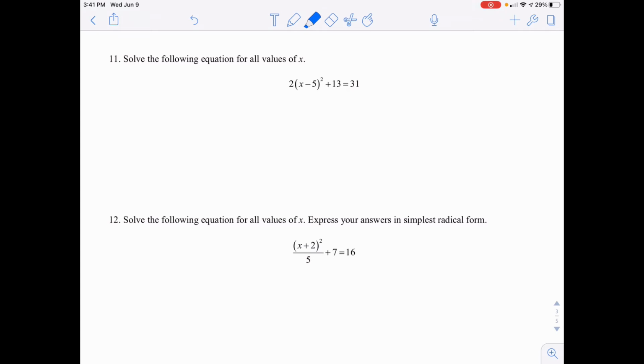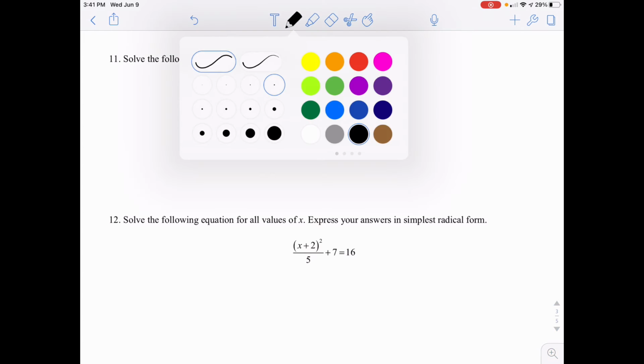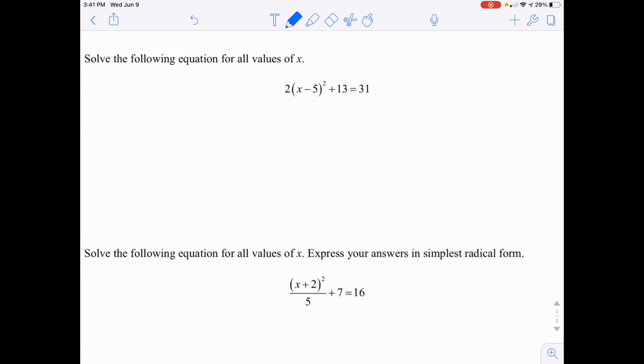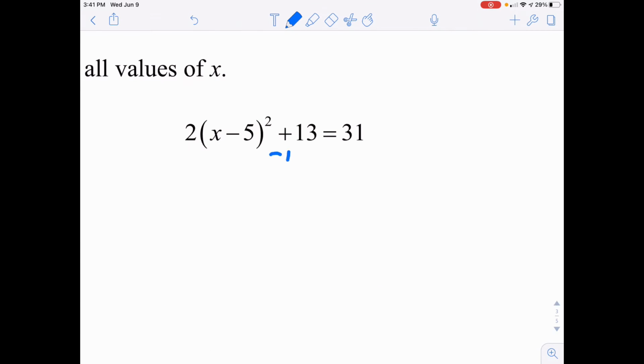Find all the values of x. So to solve for x, we need to get rid of 2, 5 squared, and 13. How about we start this by getting rid of 13 from both sides and rewrite.